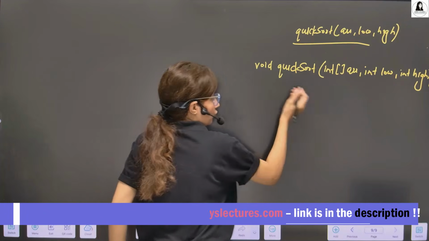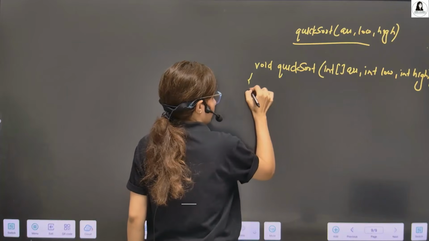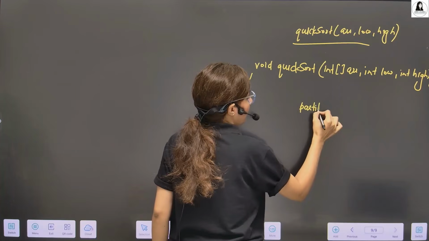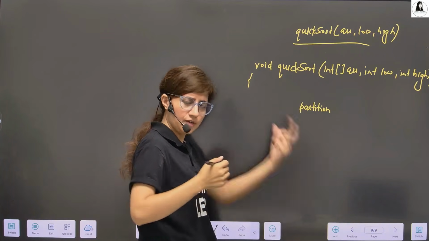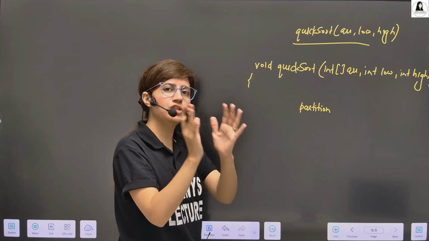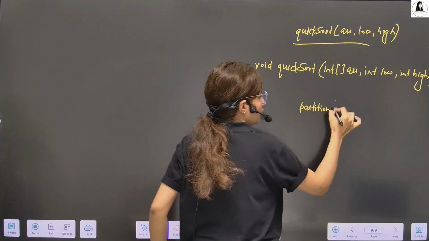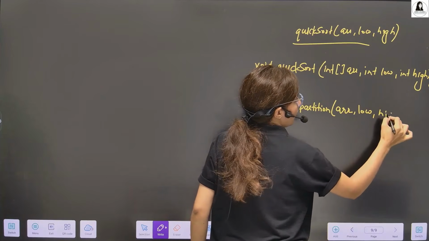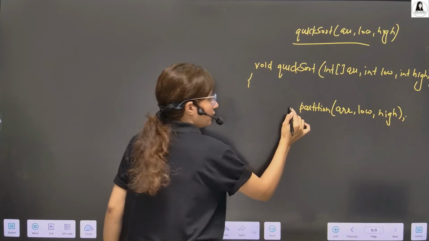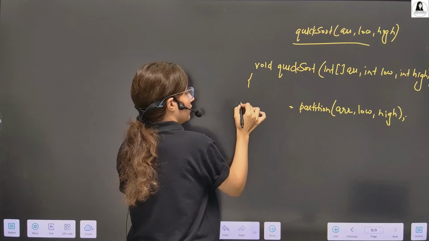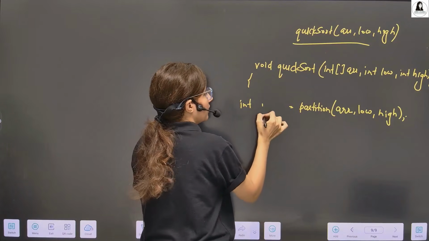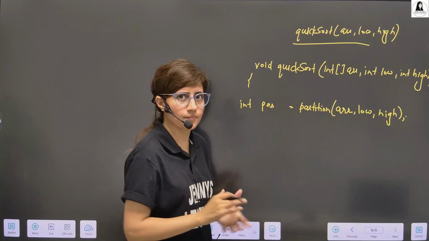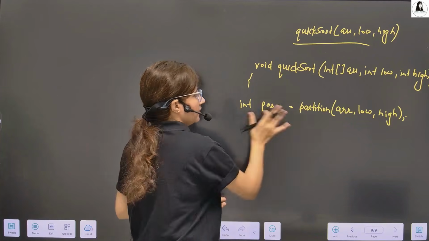So let's call a method named partition. I'll define that method; it will give you the partition index. I'll call the method partition and pass my array, whatever the low and whatever the high. This method will return me an index. I'll store this as position, or index, any name you can take.